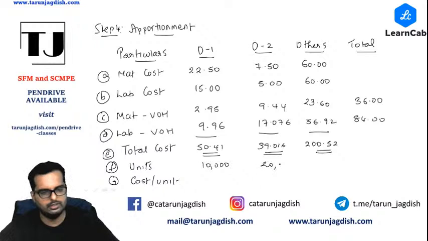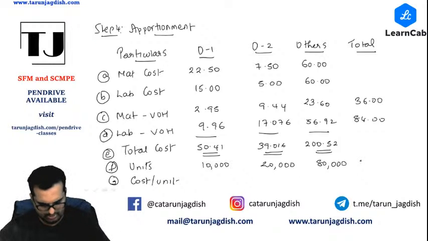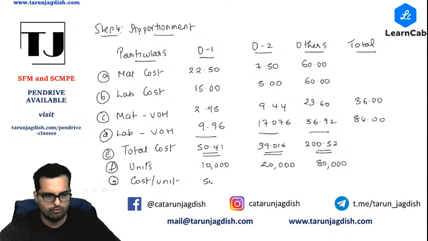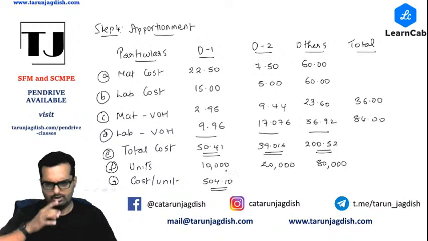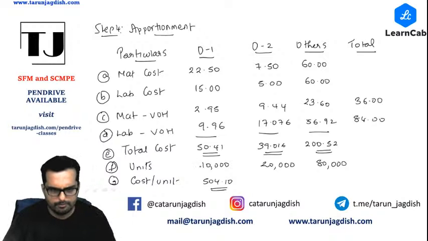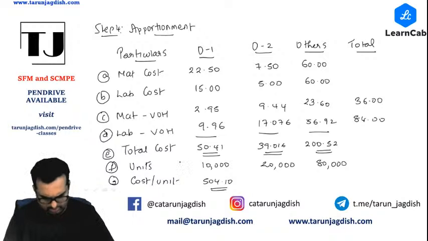10,000, and here we are having 20,000. This one we can find out, but actually that is not relevant. So 50,41,000 divided by 10,000 units will be 504.1. One minute friends, I think something is wrong. I have done some mistake.